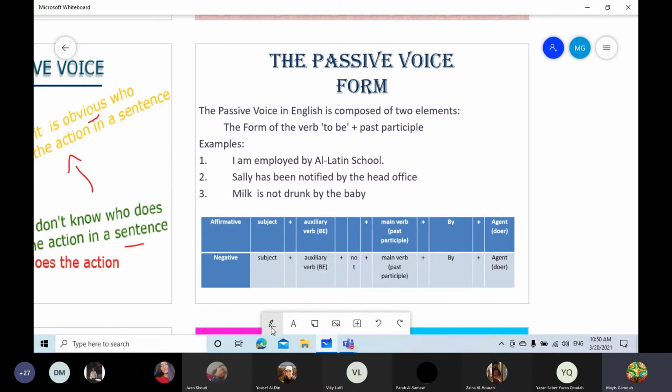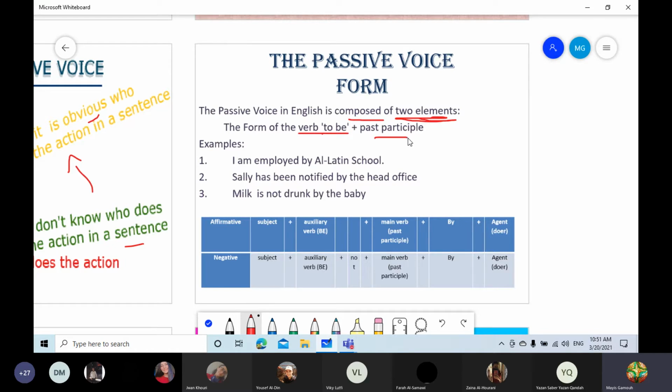All right, let's go back. How can I form my passive sentence? How can I form the passive voice? Here, the passive voice in English is composed of, it consists of 2 main important elements. What are they? The form of the verb to be, plus the past participle of the verb, verb 3. The verb to be, we will put it according to our tenses. What do I mean by that? Let's go to the examples in order to explain my rule in here. Example number 1.